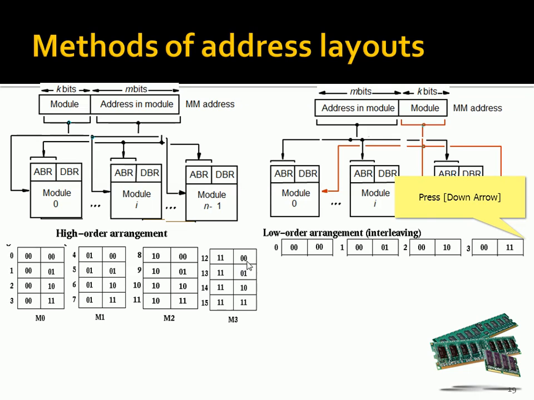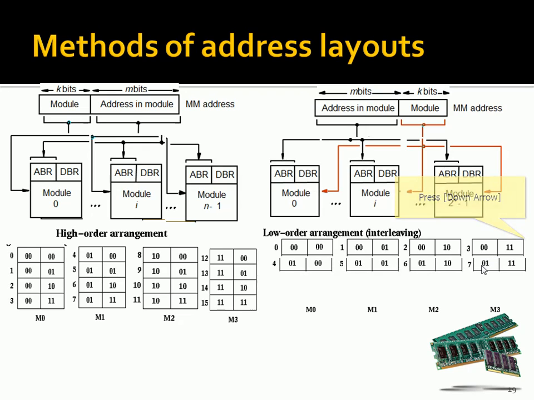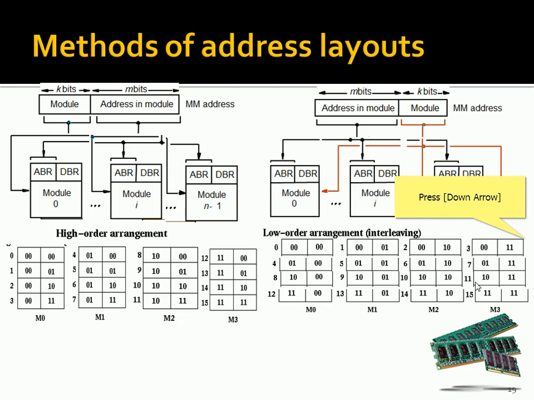In the lower order mapping, the words are spread across several modules. So 0, 1, 2, 3 are in the first module, second module, third module, fourth module. So words, rather than being stored in a single module, are spread across all the modules. Then 4, 5, 6, 7, 8, 9, 10, 11, and 12, 13, 14, 15 are stored in the different modules.